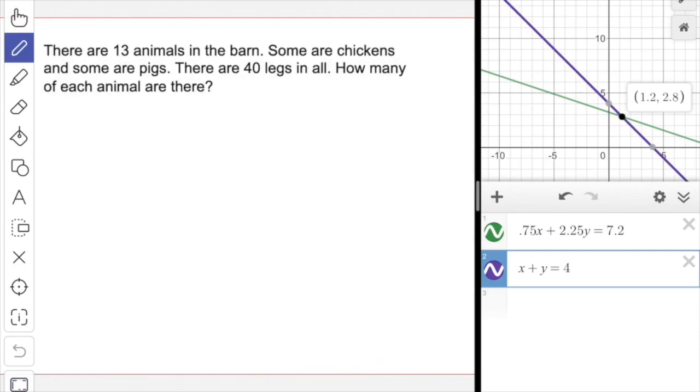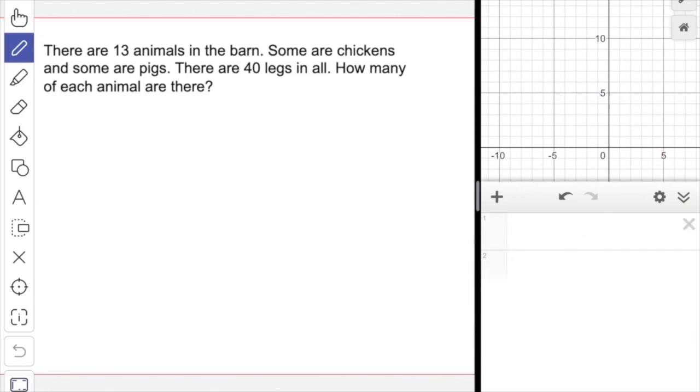All right, so the next one, it talks about there are 13 animals in the barn. Some are chickens and some are pigs. There are 40 legs in all. How many of each animal are there? So it's asking us to determine how many of each animal. So we have 13 animals in the barn. We have chickens and pigs. So let's go ahead and define our variables here. So let's say X is going to represent our chickens and Y is going to represent our pigs. How many chickens? How many pigs?